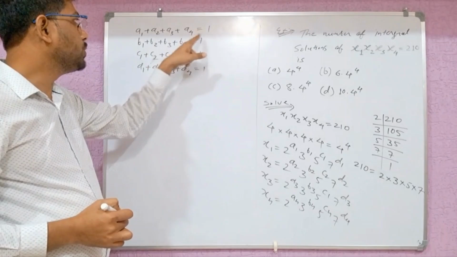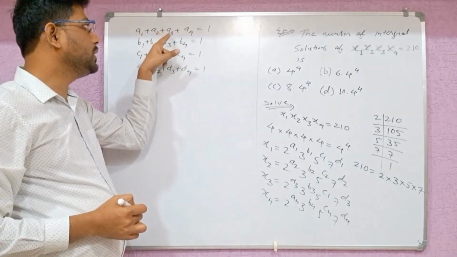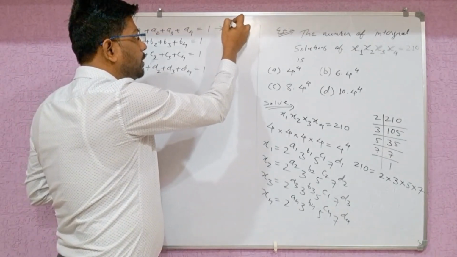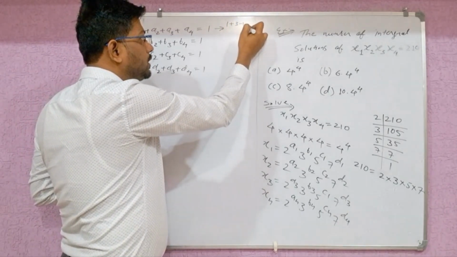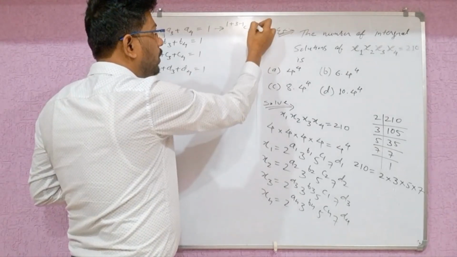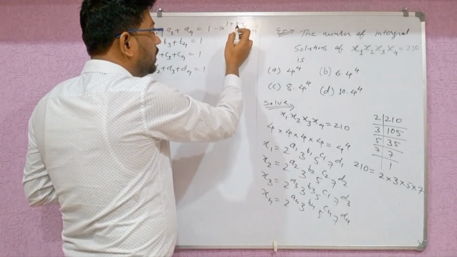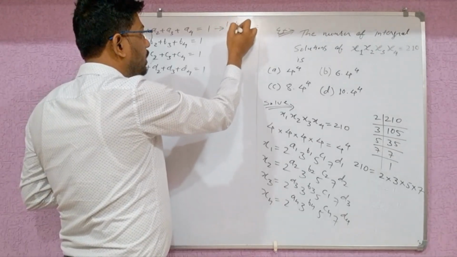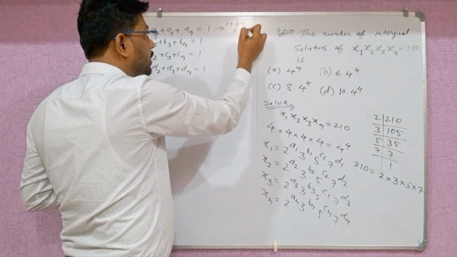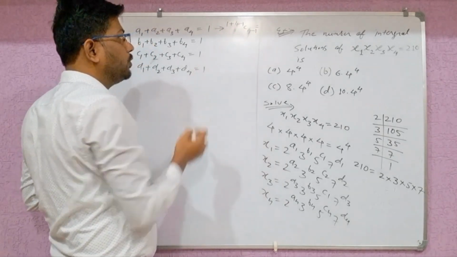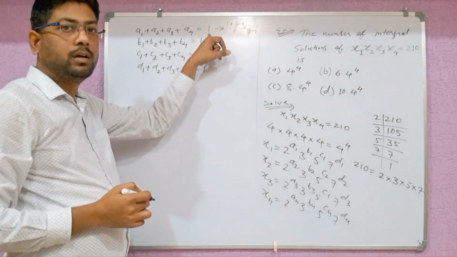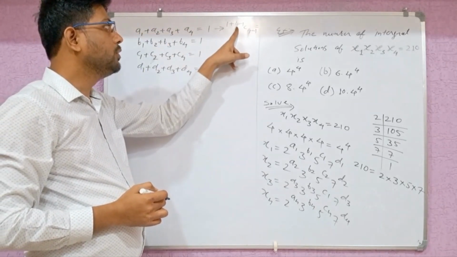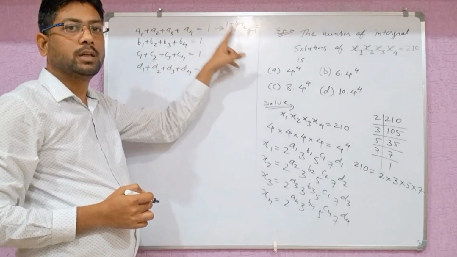Now the solution of this equation a1 plus a2 plus a3 plus a4 is equal to 1 can be written as 1 plus 4 minus 1 C 4 minus 1. How I am writing this, I will explain. This 1 is the number on the right hand side, and 4 is the number of variables on the left hand side. So this will be 4 minus 1 and C 4 minus 1. Okay, this is the general equation.